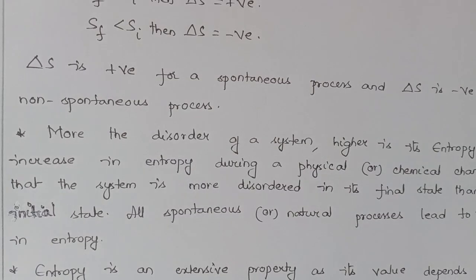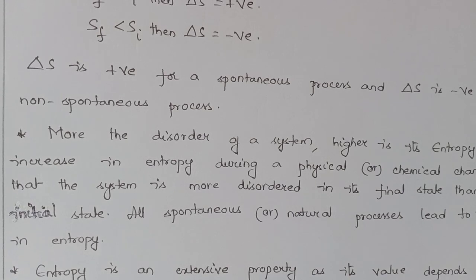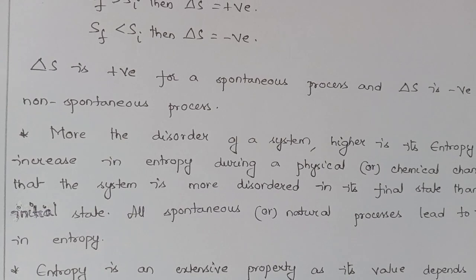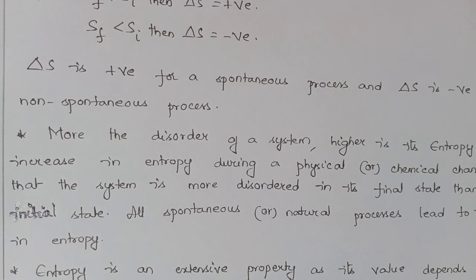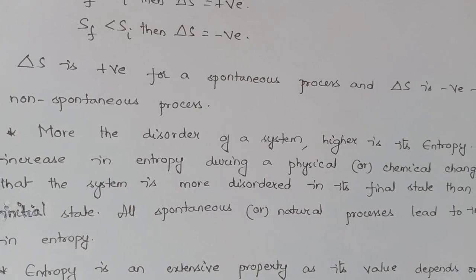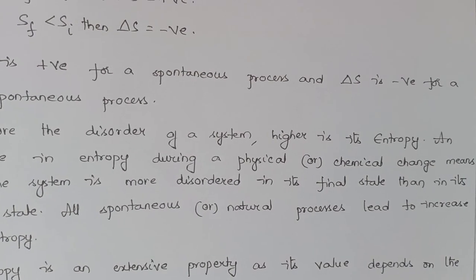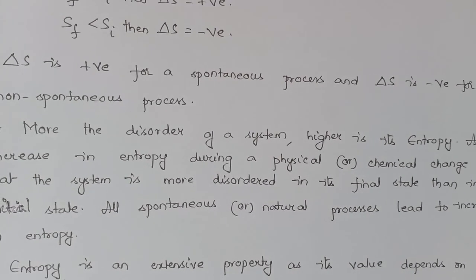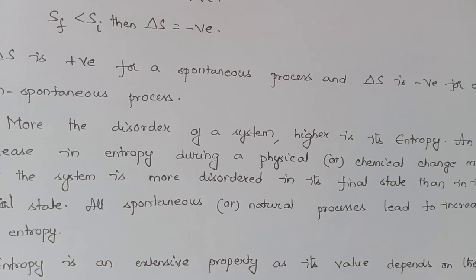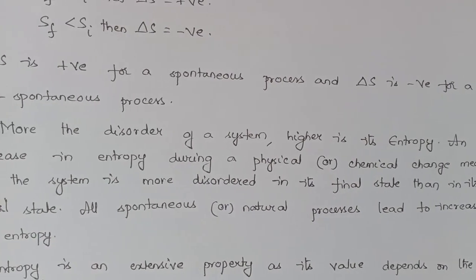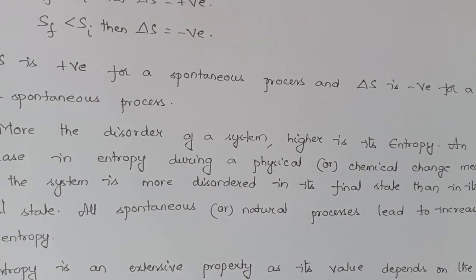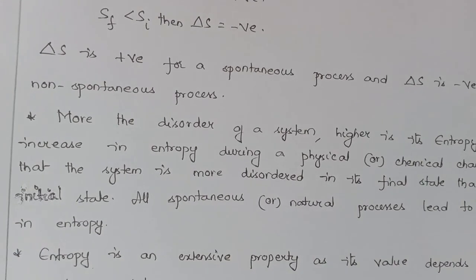Also continue there, all spontaneous or naturally occurring processes lead to an increase in entropy. Okay, students, understood this point? So once again I am repeating, more the disorder of a system, higher is its entropy. An increase in entropy during a physical or chemical reaction means the system is more disordered in its final state than in its initial state, and all spontaneous processes lead to an increase in entropy. Written this point.